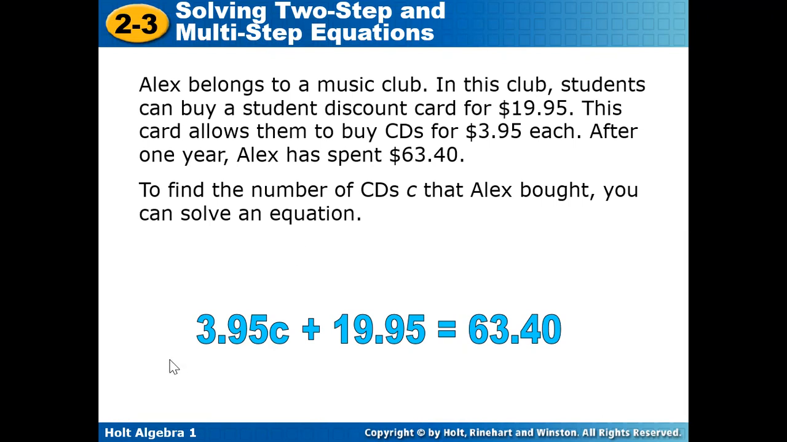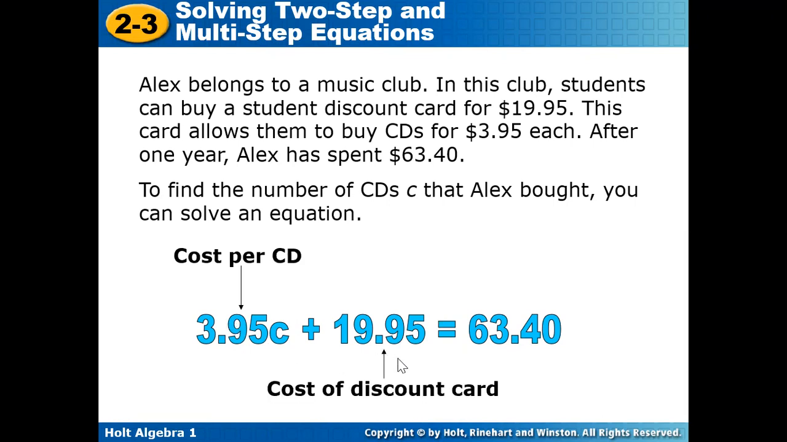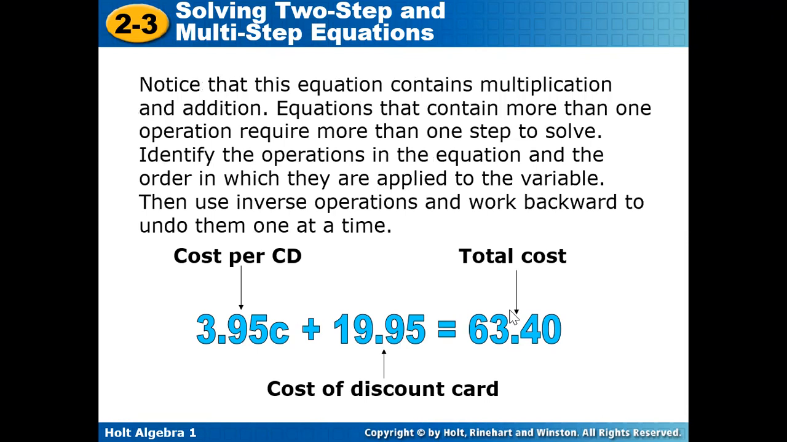So here's the equation. $3.95 per CD, times the number of CDs, plus the original discount card, and he spent a total of $63.40. Cost per CD, cost of the discount card, total cost. So in this equation, we have two different operations. We are adding something and we are multiplying something. So we have two different operations that we have to do in order to isolate the variable.